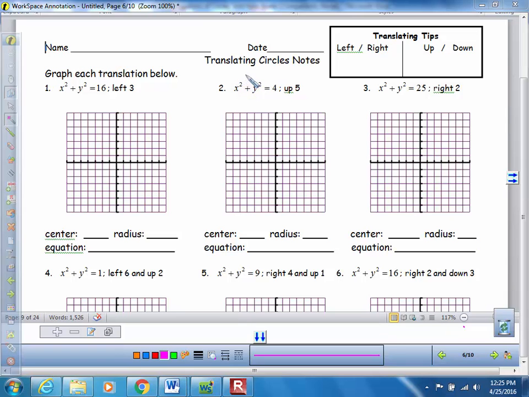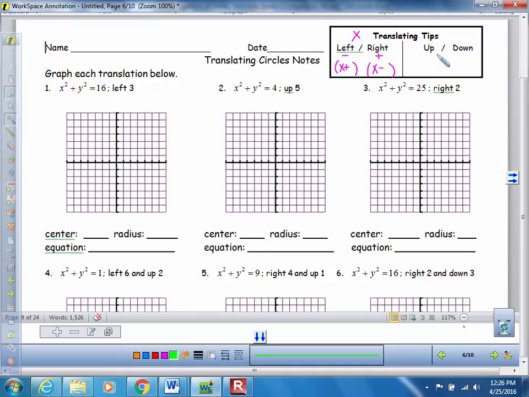Some tips that you're going to want to know before we start: if we move left or right, that's going to pertain to our x value. Left is always going to be negative. Right is going to be positive. So when we write it in our equation, it's actually going to be opposite. So for left, it would be x plus a number, and for right, it would be x minus a number, because it's opposite from what you think.